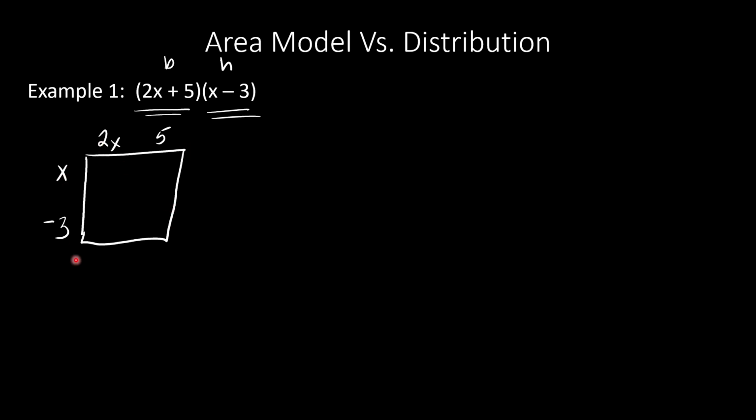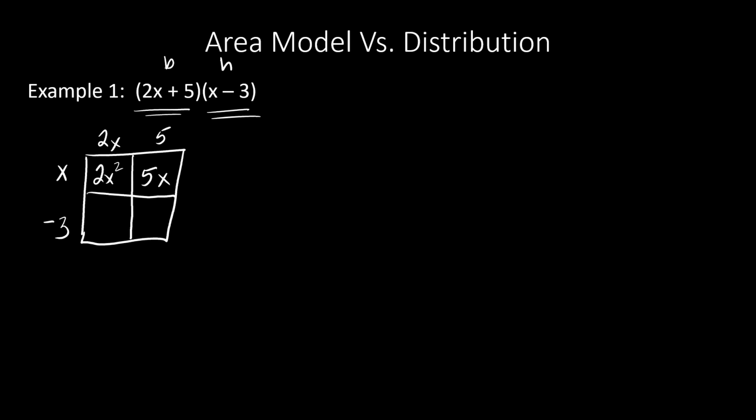So if I do the base times the height and find the area, the way that we find the area is by finding the area of each individual square here and then adding them up. Each square has a base and a height. This first square has a base of 2x and a height of x. Well, 2x times x is 2x squared. This next rectangle, or square, I guess it's a rectangle, but we draw them as squares, has a base of 5 and a height of x. So 5 times x would be 5x. So the area of that section is 5x.